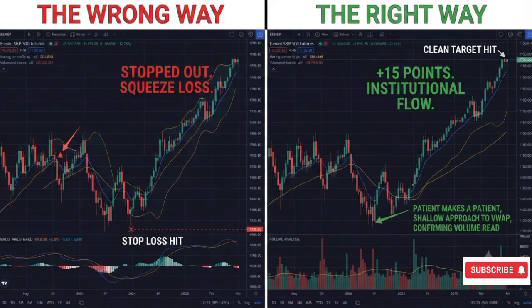The right way. Flat open, no trend, this is a range day. But wait, I'm not fading the first extension. I'm waiting for price to return to VWAP first. When it gets there, I check volume. Volume is drying up. The range is holding. Now I can look for a bounce off VWAP toward the opposite band. Or I wait for a confirmed break of VWAP with volume to signal the range is breaking. Either way, I'm not guessing. I'm reading institutional behavior. See the difference?